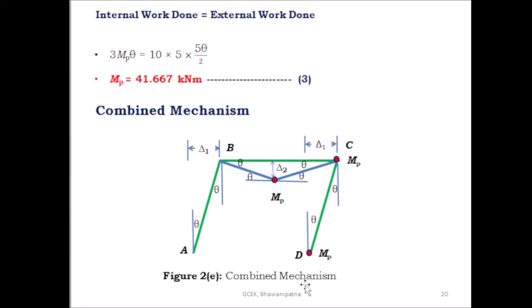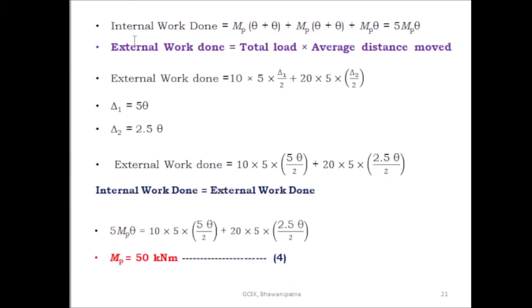Then find out the internal work done. Here there is no plastic hinge, so the internal work done is 0, and here also the internal work done is 0. Here the internal work done is equal to MP into 2 theta, and here the internal work done is equal to MP into 2 theta. Here the internal work done is equal to MP into theta. The total internal work done is equal to MP 2 theta plus MP 2 theta plus MP theta. This is equal to 5 MP theta.